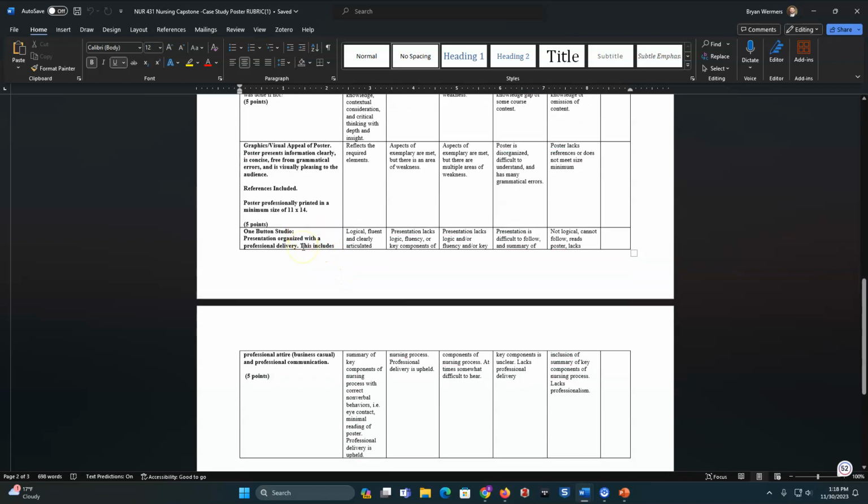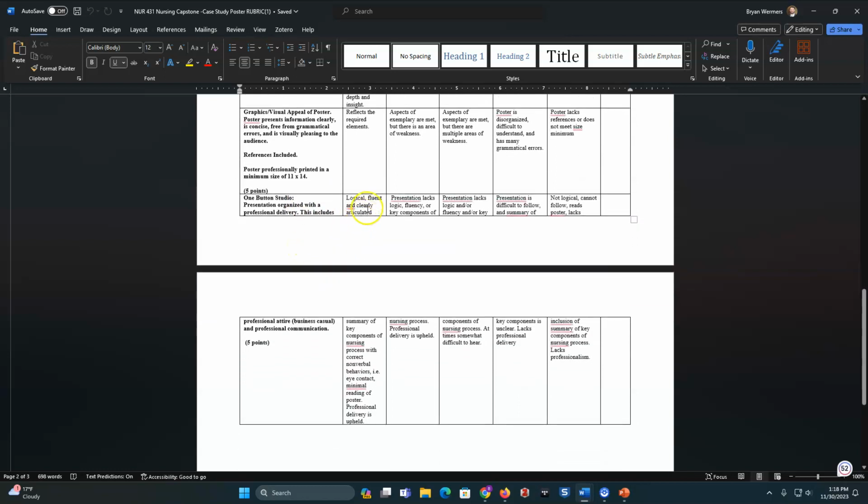One Button Studio. So how was your presentation? Was it logical, fluent, clearly articulated? Did you use a lot of ums? Did you have a lot of space? Did you bide your time? Did you mispronounce words? This is based on your presentation of this and how effective you were at getting your message across.